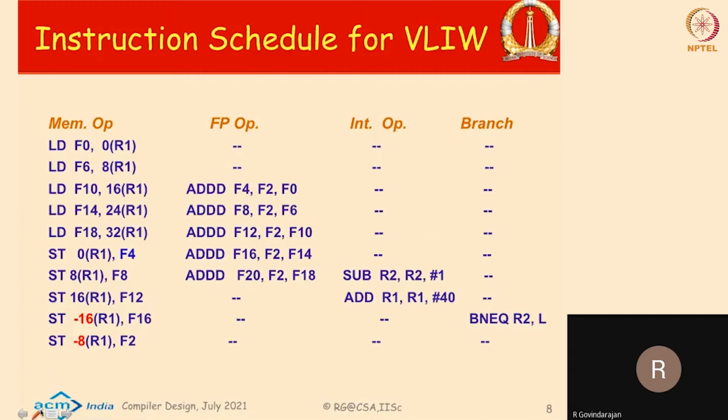And there is a small mistake here. This should have been 5, not 1. Okay, this should have been 5, because you are doing 5 iterations together.